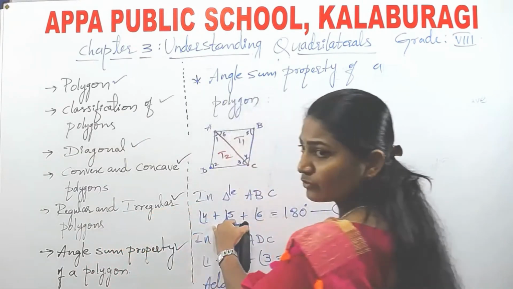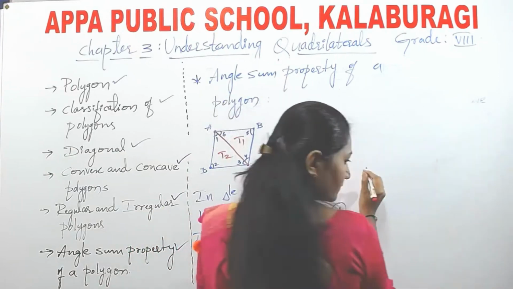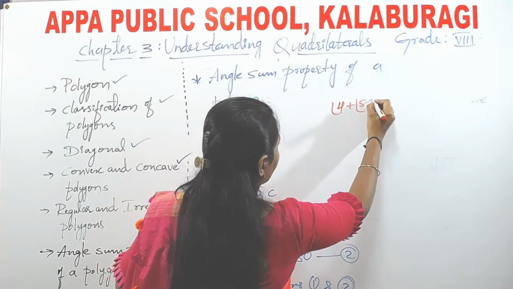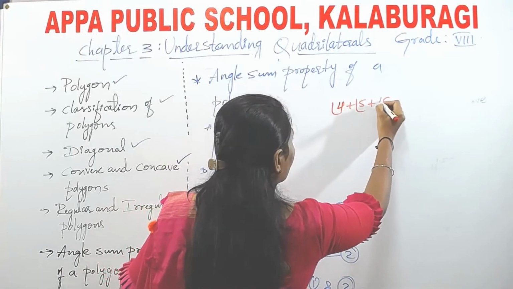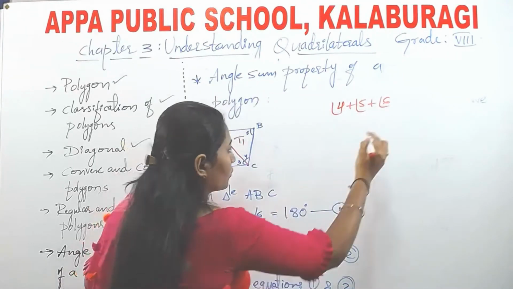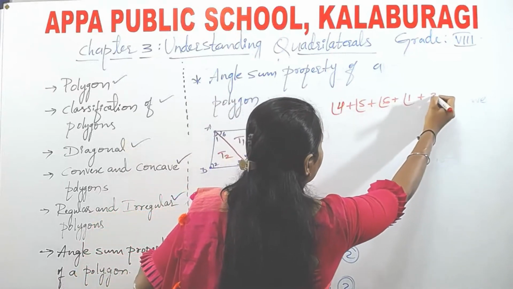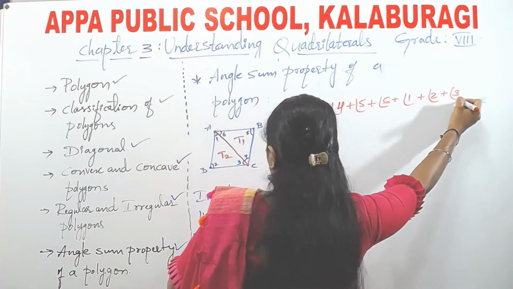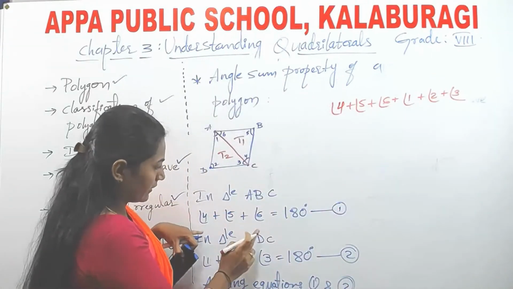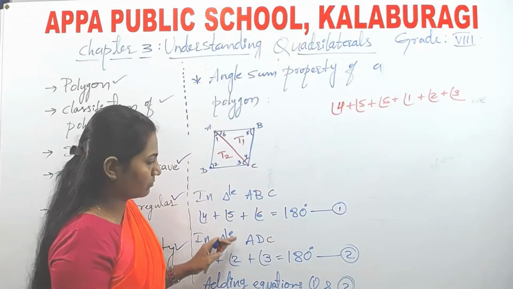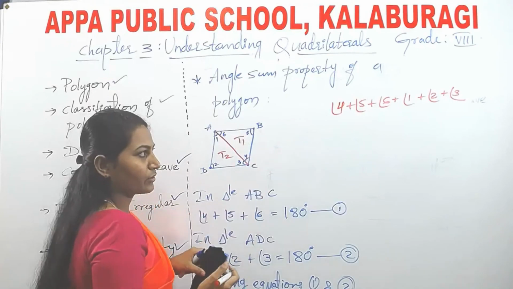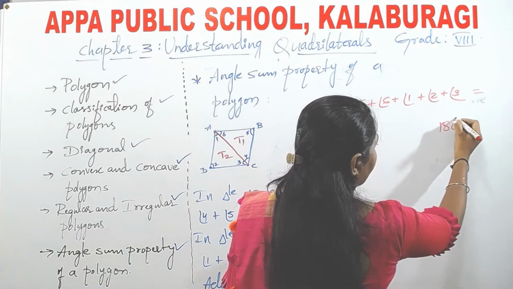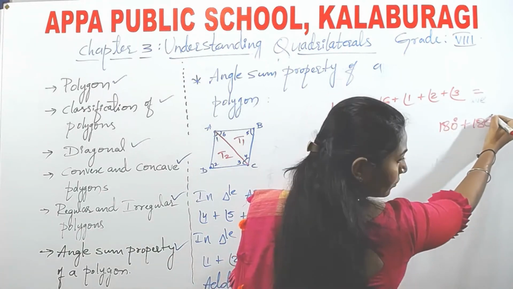Equation 1 is angle 4 plus angle 5 plus angle 6. Equation 2 is angle 1 plus angle 2 plus angle 3. We have added the LHS of both equations and also the RHS of both equations, which in the RHS is 180 plus 180.